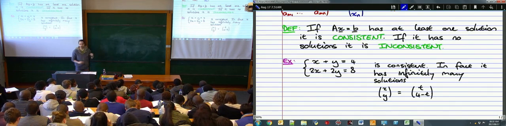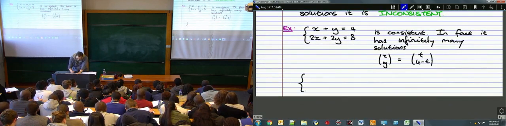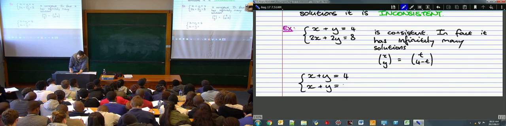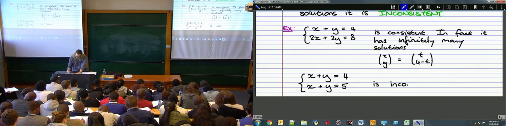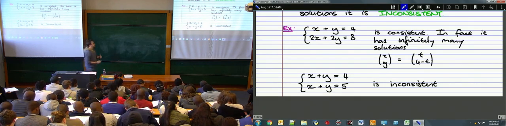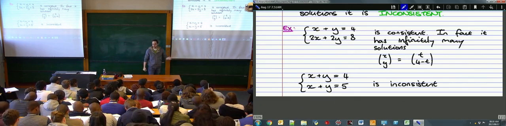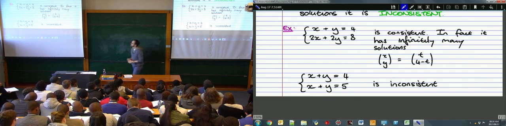But on the other hand, if we write down a system like this, let's just say x plus y is equal to 4, x plus y is equal to 5. That's inconsistent, right? There aren't going to be any values of x and y that satisfy both of those equations at the same time, because that would mean that 4 is equal to 5, which is clearly nonsense, right?